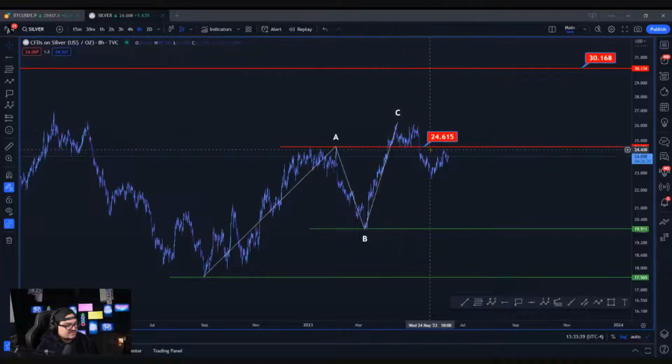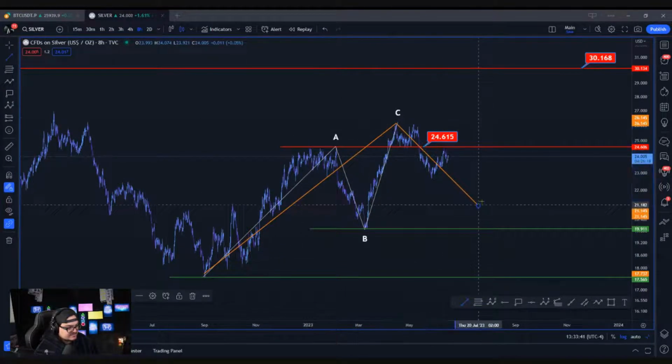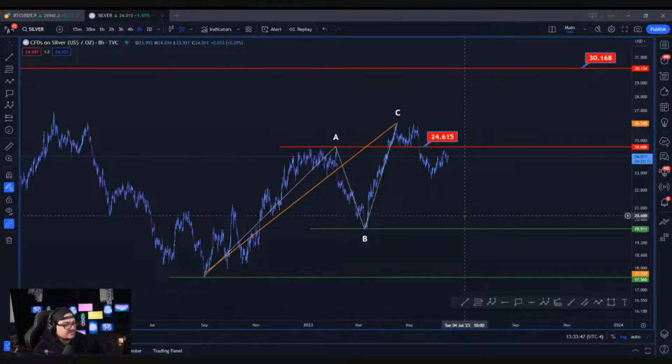So now we are currently below 2461. As long as we maintain below that, that's going to be a good bearish pivot for me. I think ultimately I would like to see something like this play out for silver. A to a B to possibly a larger C. But in order for that to play out, we still need a little bit more downside.